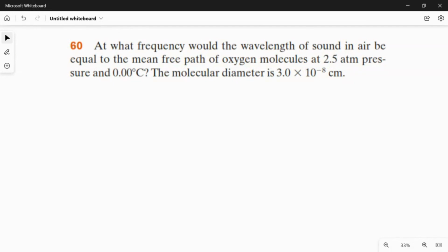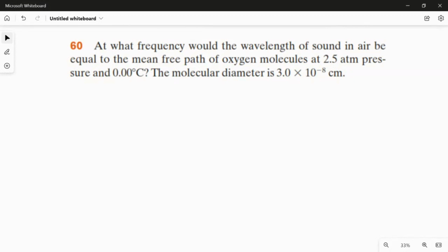Here in this question, we are going to calculate the frequency. For this, we have to consider the speed of sound in air, as well as use the mean free path. Here the mean free path is nothing but lambda, and the pressure, temperature, and molecular diameter details are given here. So by using all these, we are going to calculate the value of the frequency.